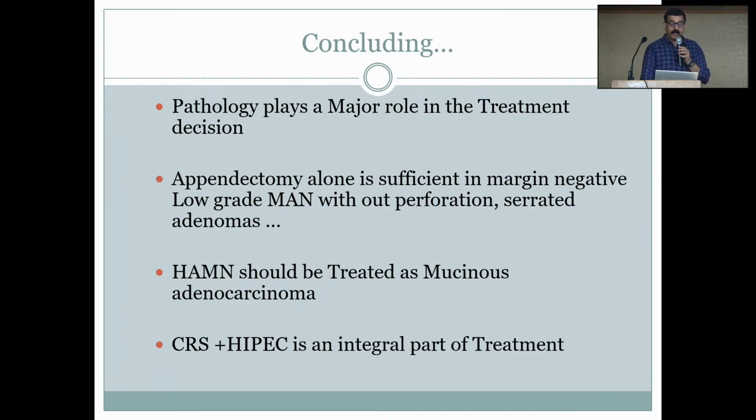So, concluding, pathology plays a major role in the treatment of appendiceal neoplasms, and appendicectomy alone is sufficient in margin-negative LAMN without perforation, and serrated adenomas or benign tumors. And HAMN, for practical purposes, should be treated as a mucinous adenocarcinoma, and CRS HIPEC is an integral part of the management of locally advanced or advanced appendiceal neoplasms.